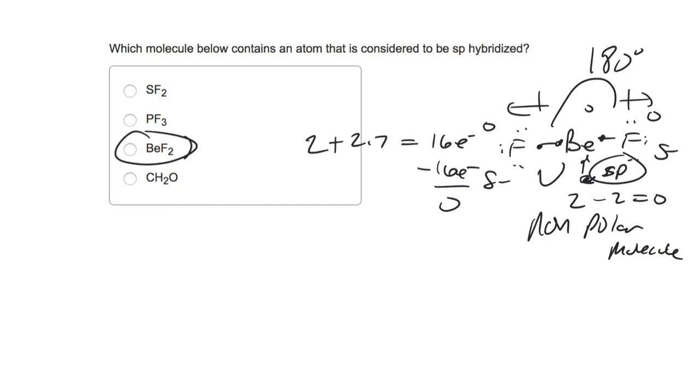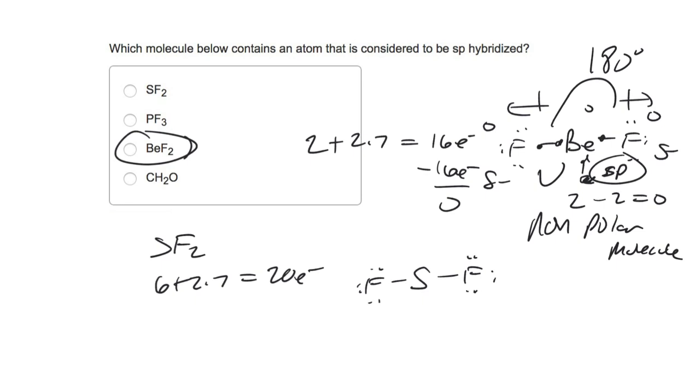And so nonpolar molecule here. SF2 would be 6 plus 2 times 7. So that's 20 electrons. So this is sulfur, fluorines, lone pairs, just like we did for BeF2, but only 16 electrons used, leaves 4 behind for sulfur. So we go sp3 hybridization for the sulfur atom from tetrahedral domain. And then our geometry here would be bent, not linear.